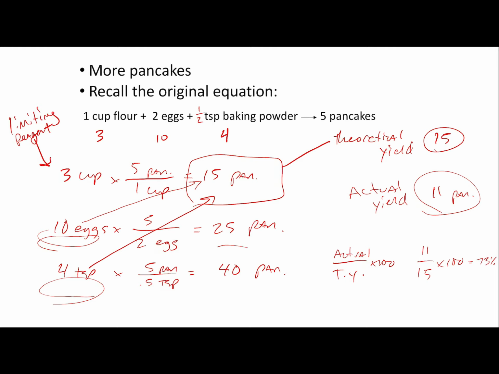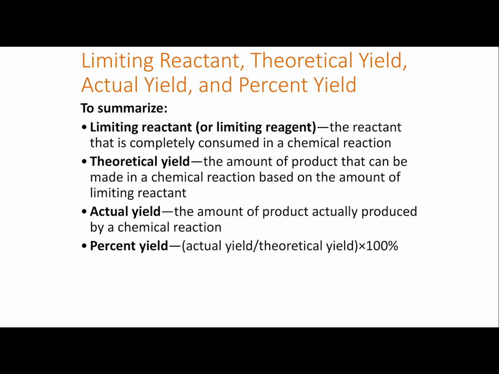So to summarize, the limiting reactant is the reactant that gets consumed completely, or the one that runs out first. The theoretical yield is how much product we can get from that limiting reactant. The actual yield is the amount we actually get. The percent yield is the actual over the theoretical.